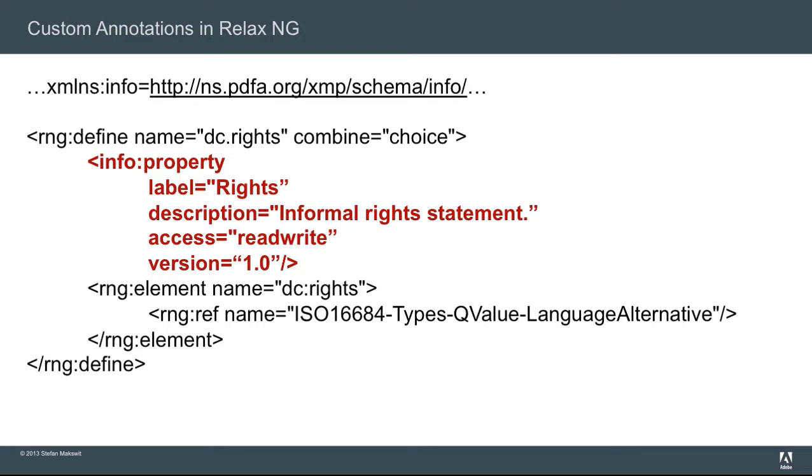In RELAX NG you can put in any additional information. If this is, for example, for the DC schema, then you could define an arbitrary namespace. I just invented one, and you can put into the schema an info structure, like additional information for a property, and this might contain a label and description for a UI. That would let UI generation tools create a UI for a schema, which would be very nice for custom schemas.